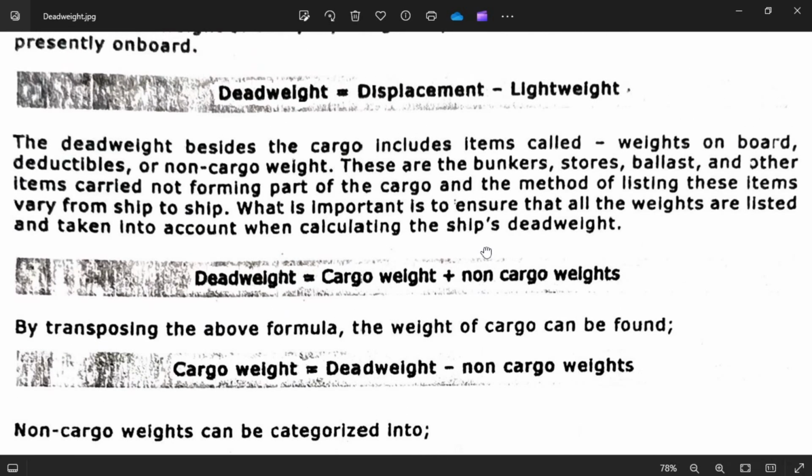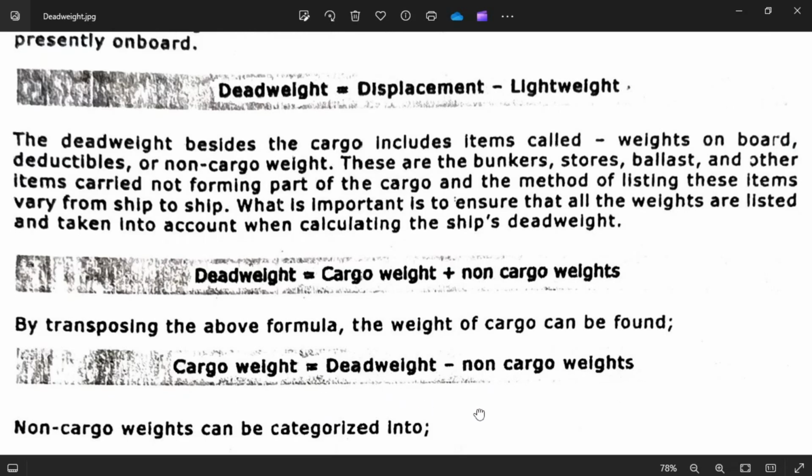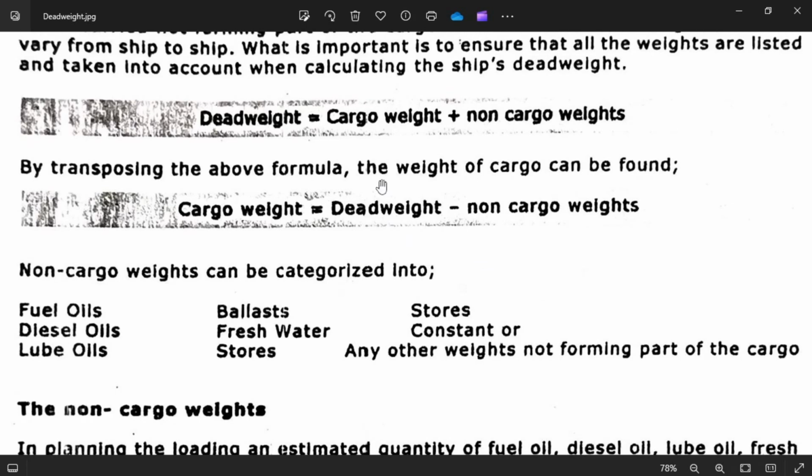While in the upper part, deadweight equals displacement minus your light weight. So there are two formulas here, guys. The other one is cargo weight plus non-cargo weight equals your deadweight. And to get the cargo weight, it is deadweight minus non-cargo weights. Meaning this will be your amount of cargo to load.